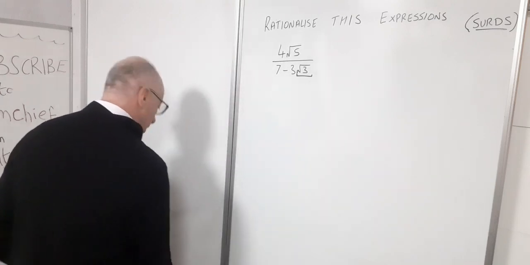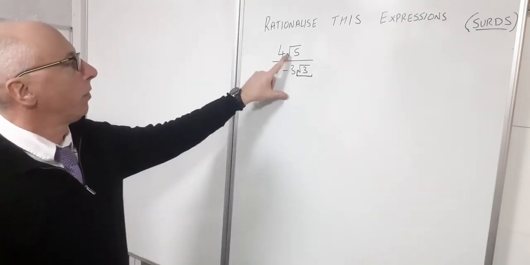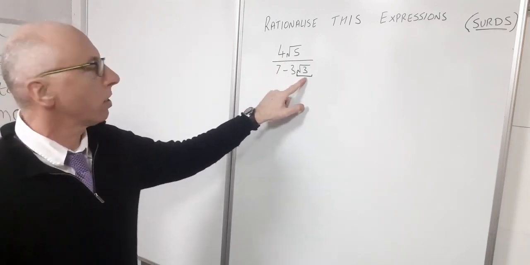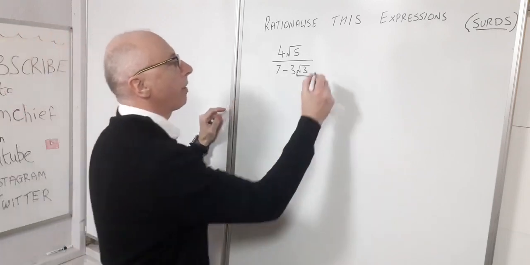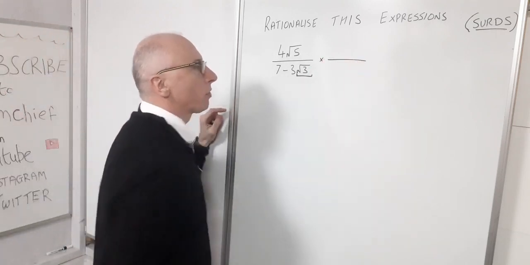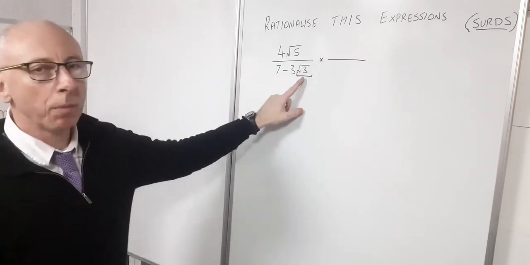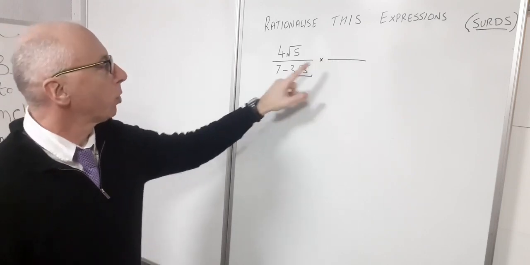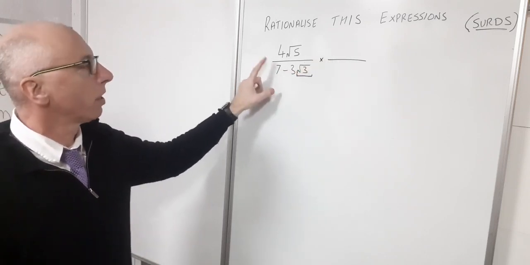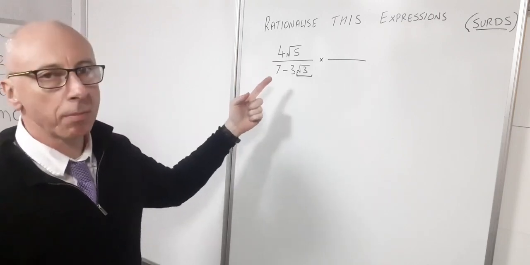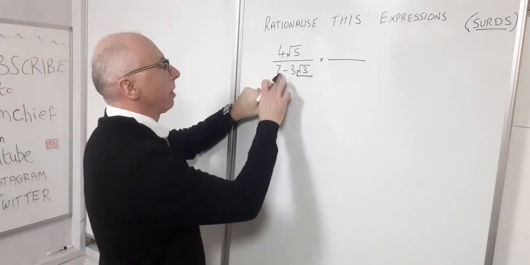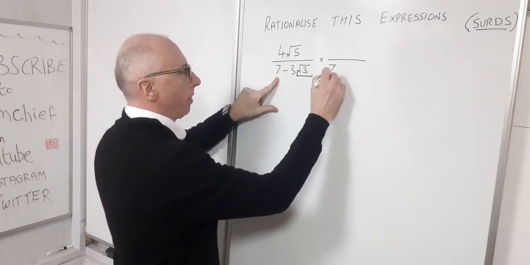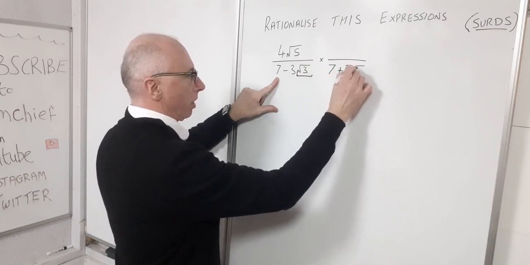Right, let's have a look at this question. So now 4 root 5 over 7 minus 3 root 3. Now the technique we use to get this surd out of the bottom is we want to have some sort of difference of squares result in our denominator to help us get rid of this square root. So what we do is we create a 1. So if I multiply this by 1, nothing's going to change. So I now make an expression that is just the same as 1. So using this, what I want to do is just to flip the sign and keep the surd. So now I've got 7 plus 3 root 3.